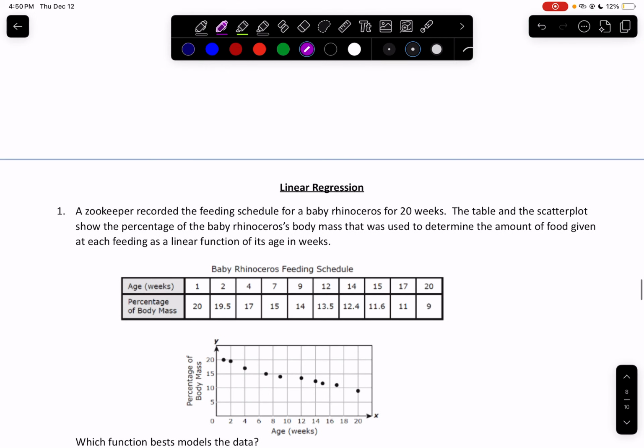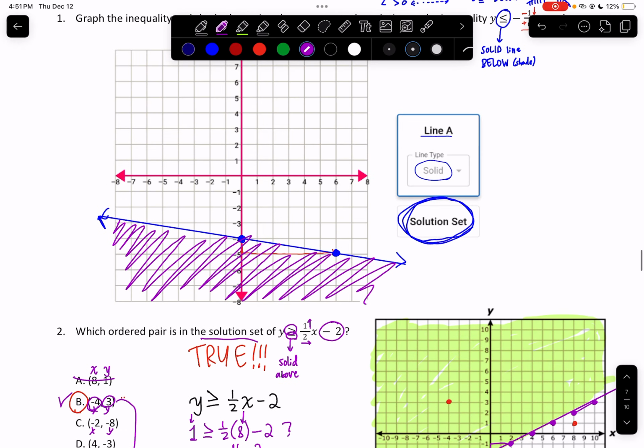Okay, that does conclude our section on linear inequalities.